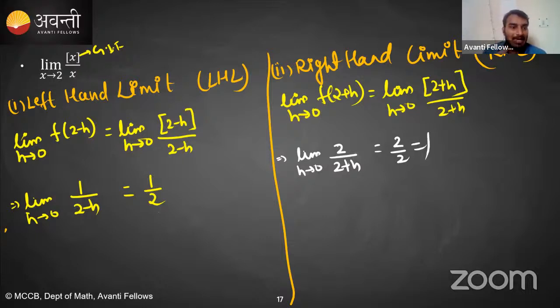Left hand limit is limit h tends to 0, f of 2 minus h. So just replace x with 2 minus h. Now box of 2 minus h is nothing but 1, and 2 minus h as it is. So it is no longer in indeterminate form. Put h equal to 0 and find the limit. What does this mean? It means when I approach this function from the left hand side, the value of the function is approaching towards half. And when I approach the same function from the right hand side, the value of the function is approaching towards 1.